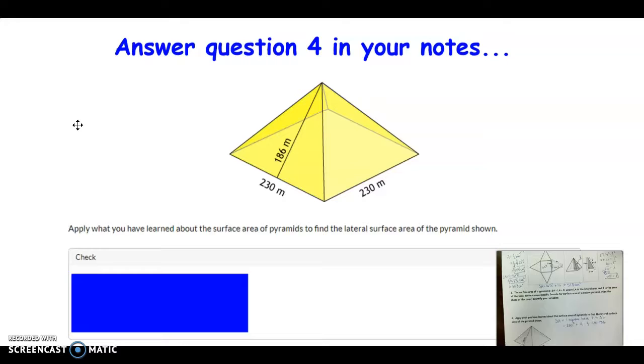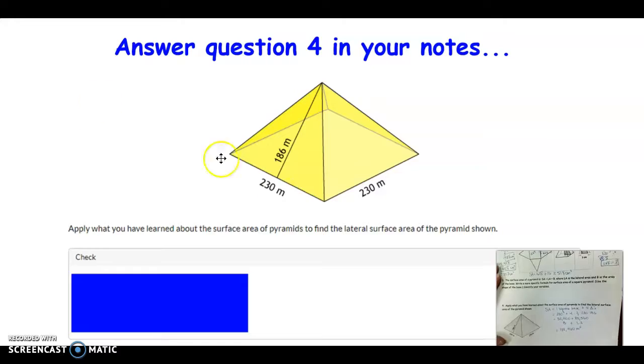So the area of the base, 230 squared, gives us 52,900. Each one of the triangles is 1/2 of 230 times the 186, and so that's 21,390, but we have 4 of them. So we have to multiply that by 4, and we get 85,560. So we can add the area of the base with the lateral area, and that gives us our total surface area to be 138,460. And remember, since it's area, the units are squared, so meters squared.